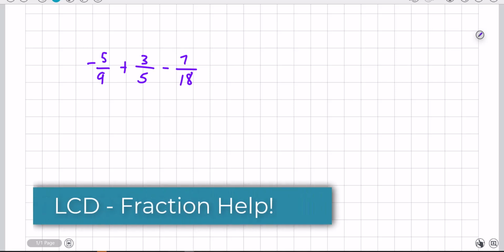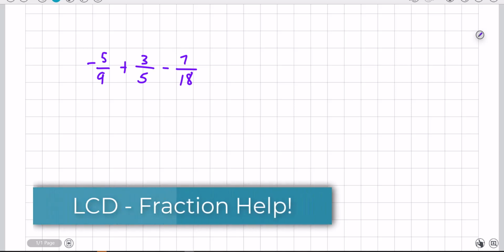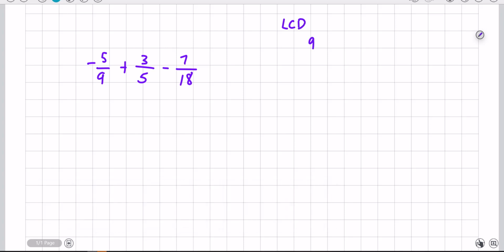All right, I want to add these three fractions, and so the first thing I need to do is find a least common denominator. And how I do this is I see what they have in common. So 18 can be broken down to 2 and 9, and I could break this 9 down, but I see that this 9 and this 9 matches. And then I also need to consider these two other values.